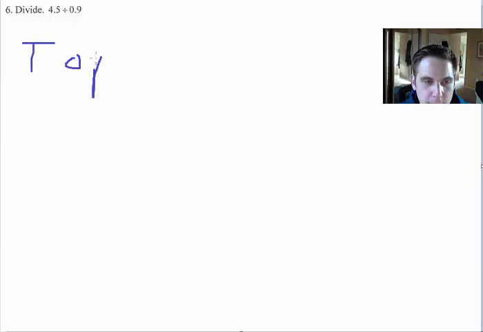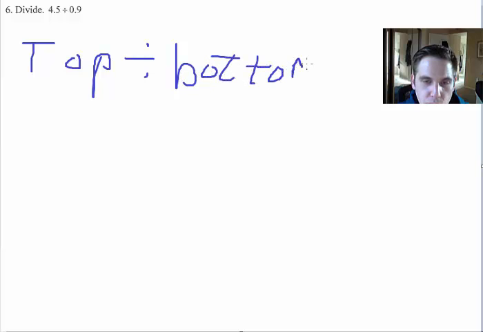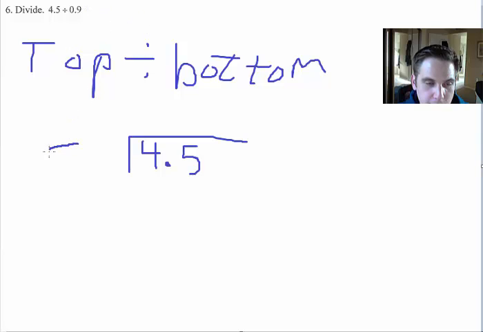Top divided by bottom. Okay, so that means we're going to draw it like this, and we got our top number, which is the first number, divided by the bottom number, the 0.9. Because remember, top divided by bottom going left to right.